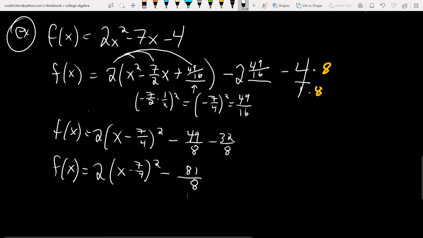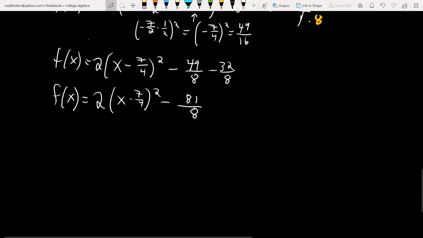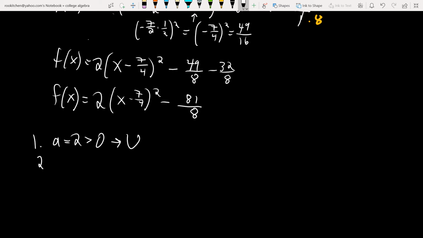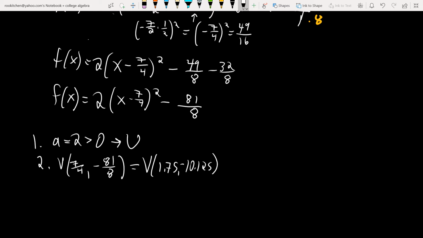Okay, so anyways, now we can go through the 5-step process of getting all of our information. And first, the a value is 2. That is greater than 0. That tells me it's a happy face. Secondly, the vertex, we can read that off. That's just going to be 7 fourths, comma, negative 81 eighths. And it's probably a good idea to get a decimal approximation for those points. The first one is 1.75. The second one is negative 10.125. It's easier for graphing.